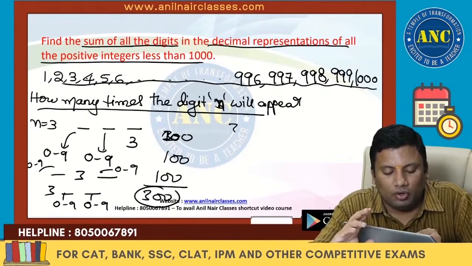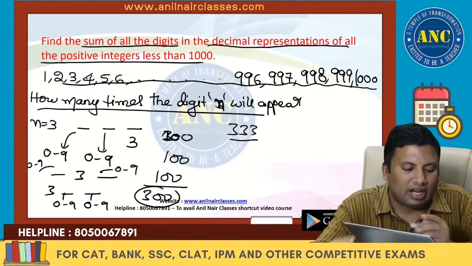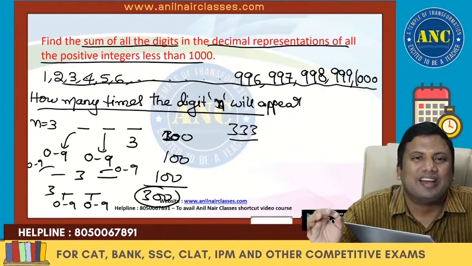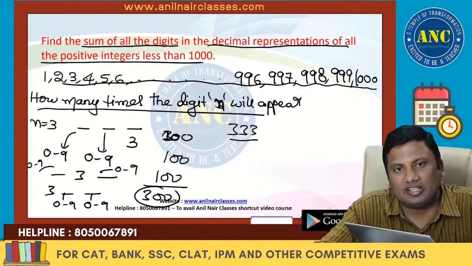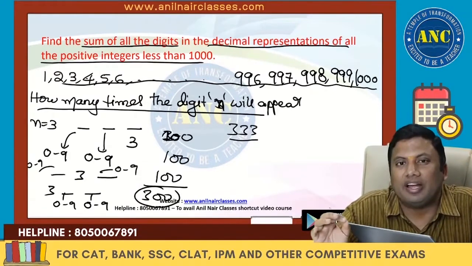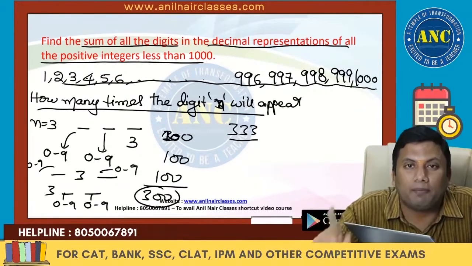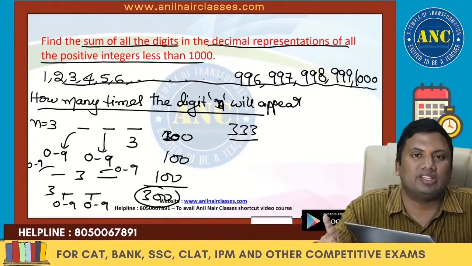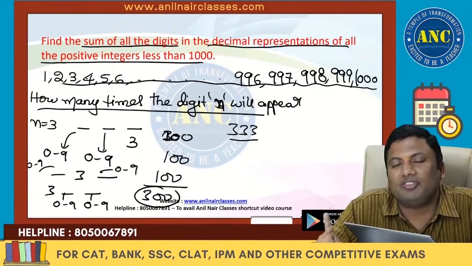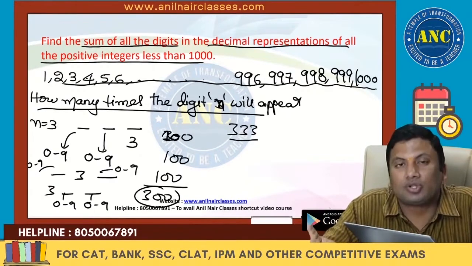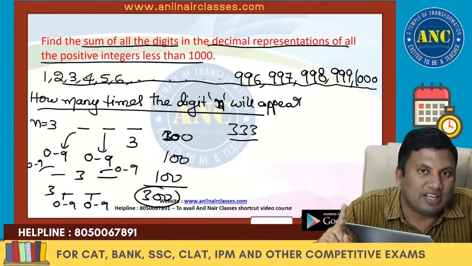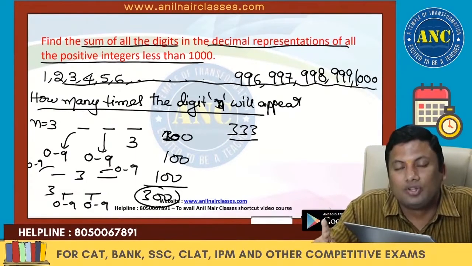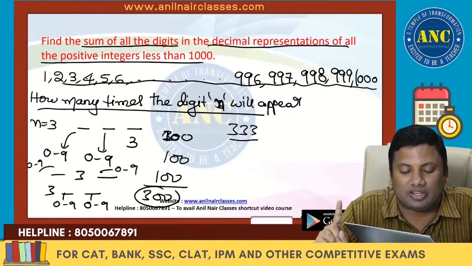Sir, you are doing 333 three times. 333 is counted thrice because the digit 3 is present thrice. I hope it is clear. It is not how many numbers contain the digit 3, but how many times the digit 3 is present. In 33, 3 is present twice, so 33 is counted twice. In 333, the digit is counted thrice.